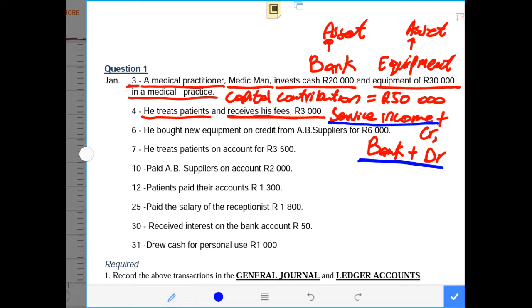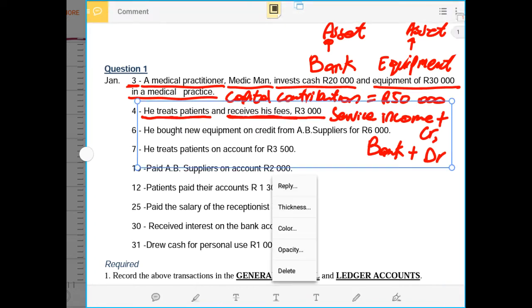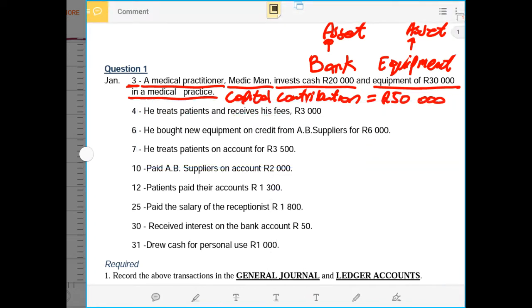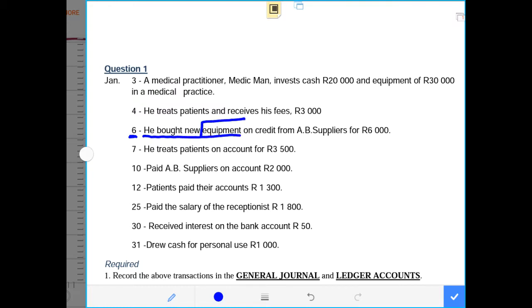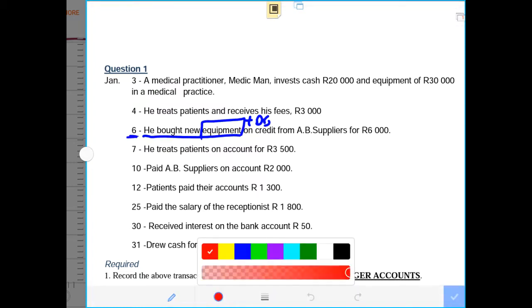Then we go to the next entry, which is on the 6th of January. It says on the 6th of January, he bought new equipment. So now we see that equipment is increasing, and we know that equipment increases on the debit side. And he bought this equipment on account. That means on credit. He did not pay money for that.